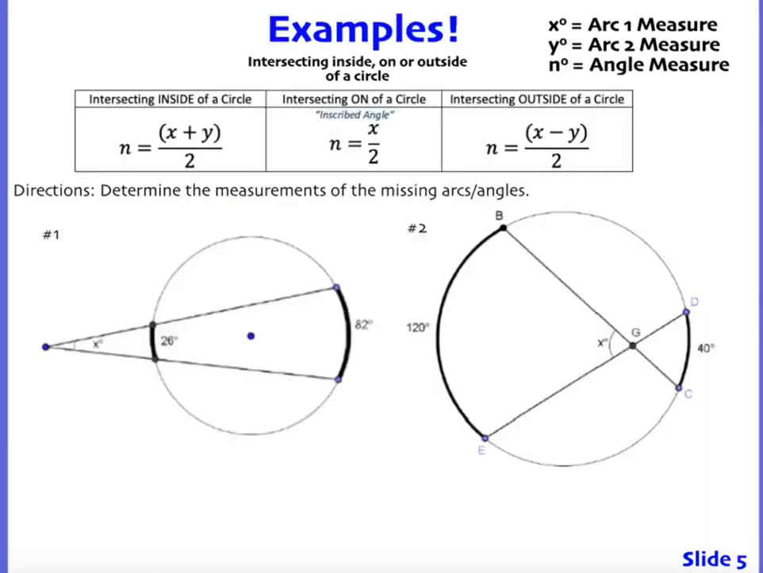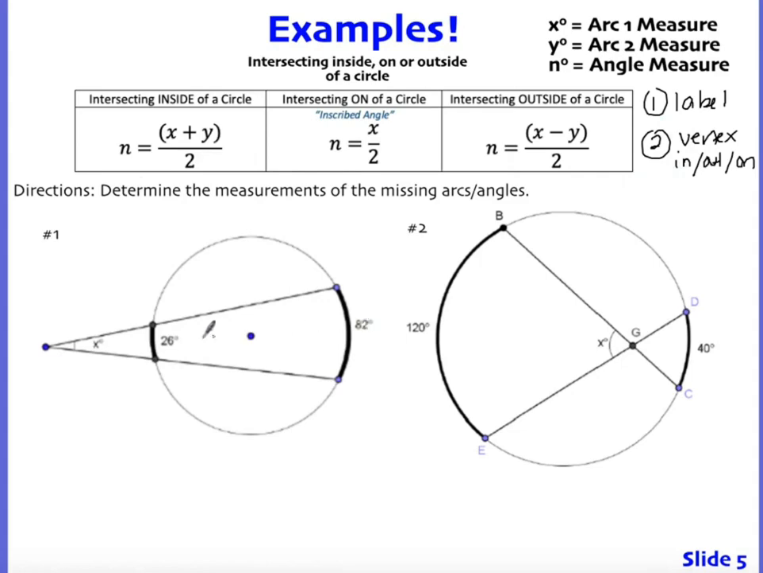All right, so now that we've learned the lesson, let's go ahead and do some examples. When you're doing these examples, the main things you want to do are: 1, make sure that you label, and 2, make sure you write whether the vertex is on the inside, outside, or on the circle. If you know these, you'll know which formula to use and how to apply it. So let's start with number 1.